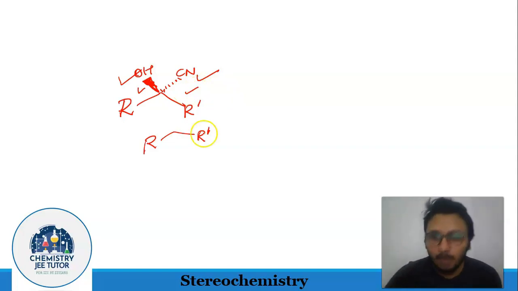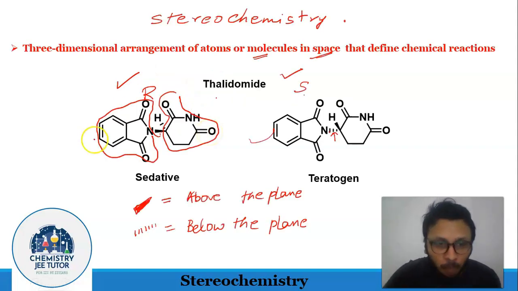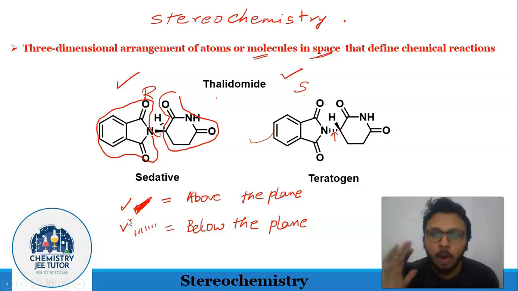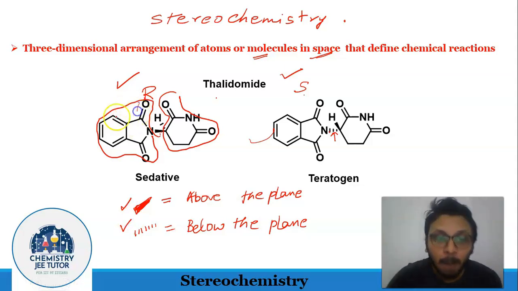So whenever you come to stereochemistry, you come through these bonds. This is called the solid wedge bond and this is called the hashed wedge bond. You will always memorize that this is above the plane of the system and this is below the plane of the system.